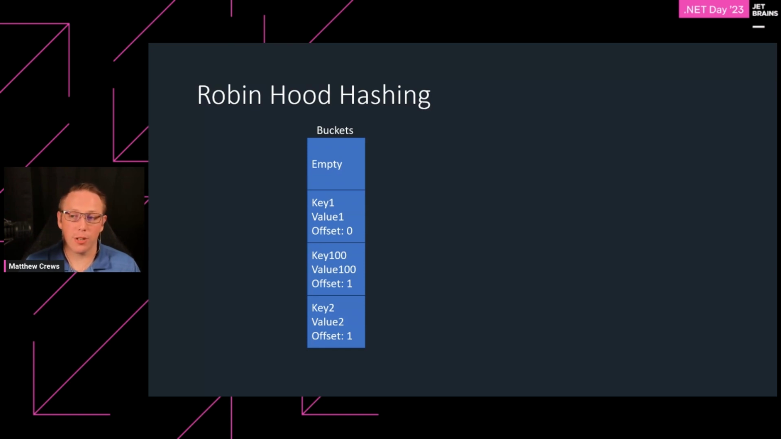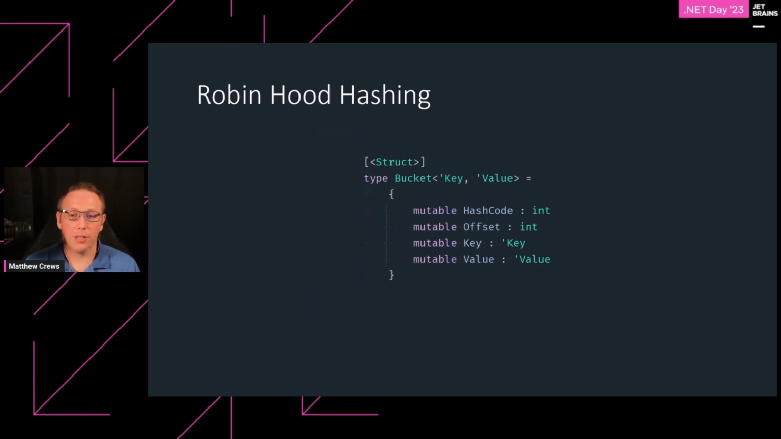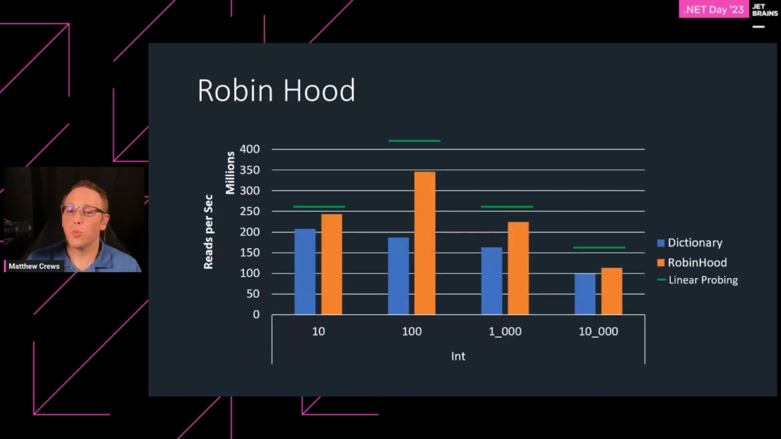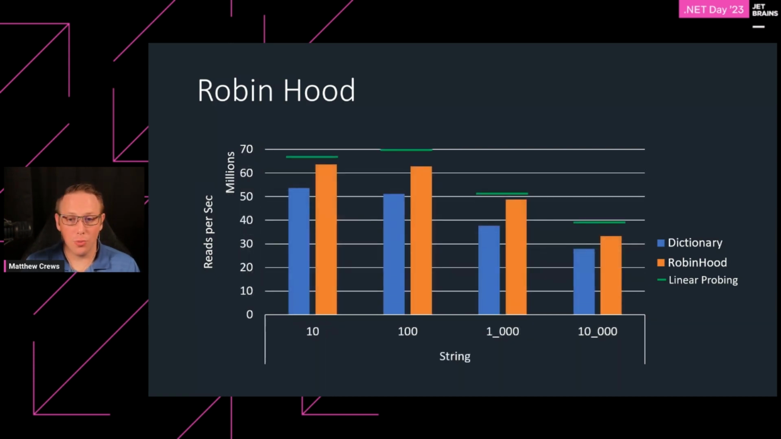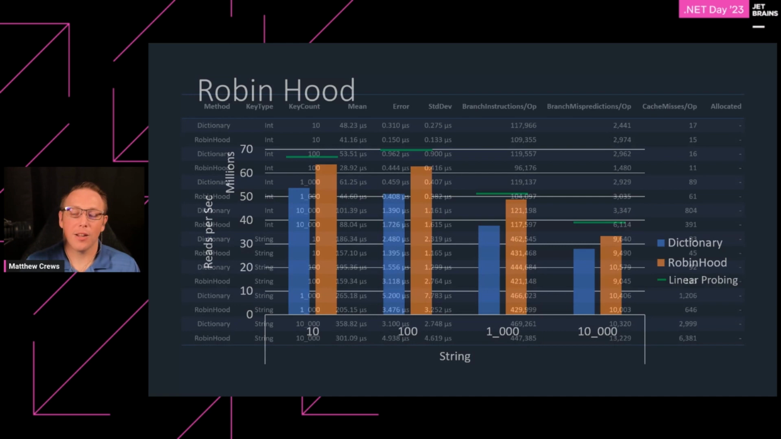So how does this change our code? Well, now bucket has 4 elements. One of them is the offset, which represents how far that key is from its home. How does this do? Turns out it is worse across the board for integer keys. Interesting. It is also worse for string keys across the board. What is going on? Great question.